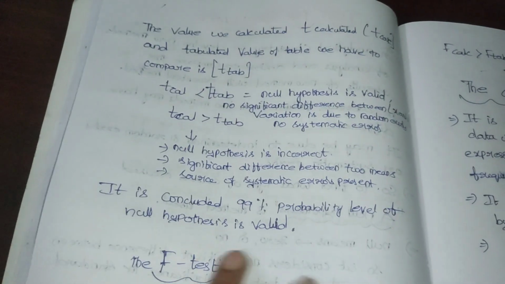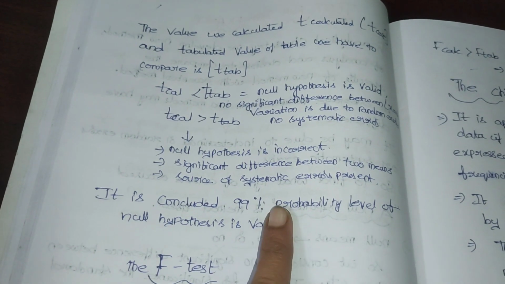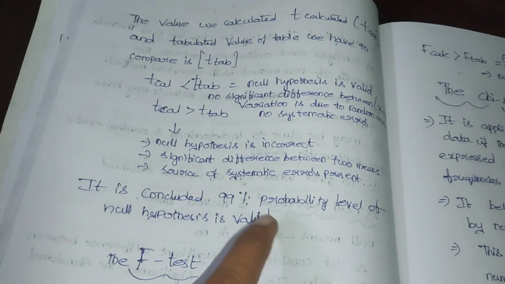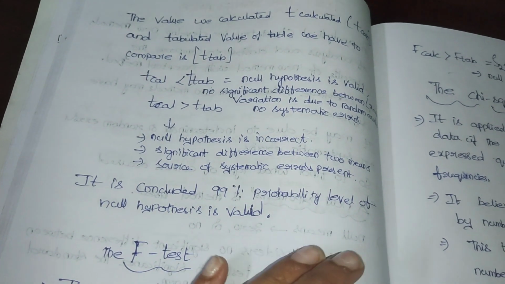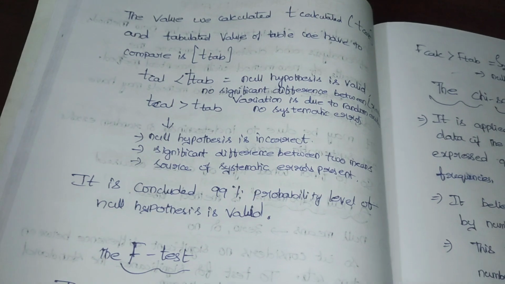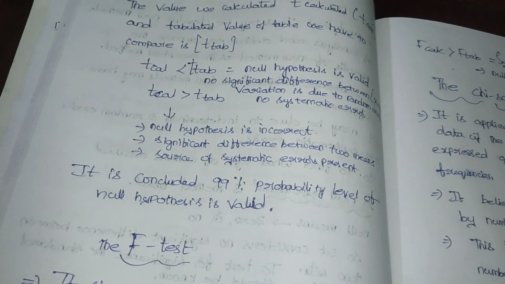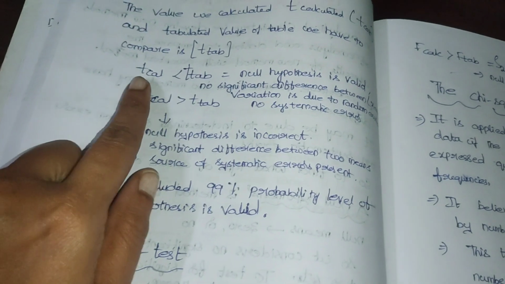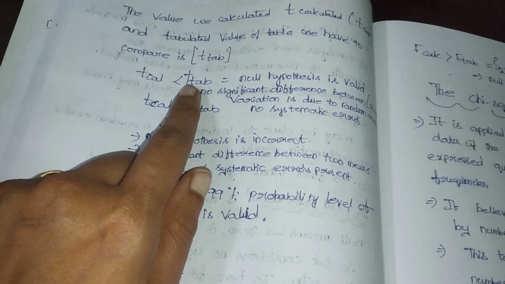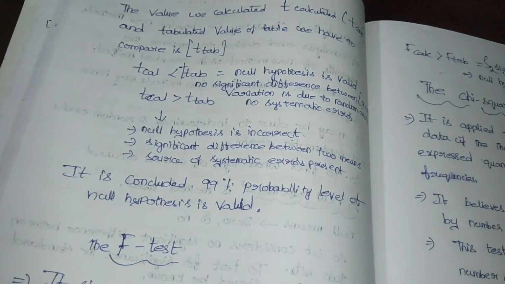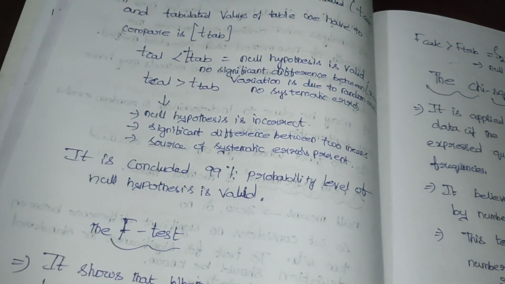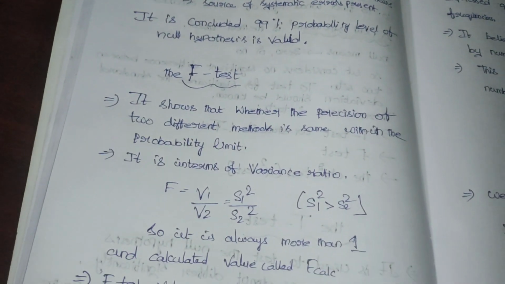And so it is concluded that at the 99% probability level the null hypothesis is valid. Means whenever we do this t-test, there is a 99% probability that we can say the null hypothesis is valid. So we'll get t calculated less than the t tabular value. So 99% this only is the result. Then we'll see next what is the F test.